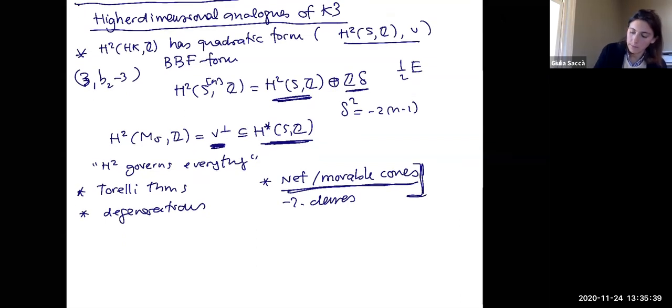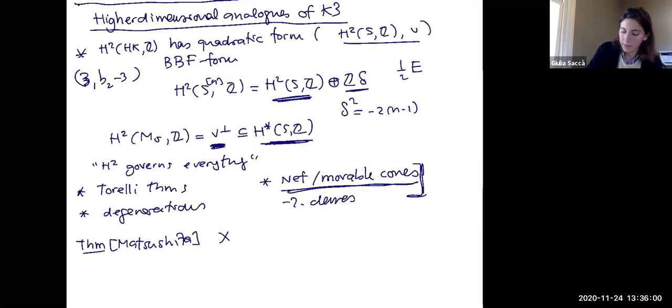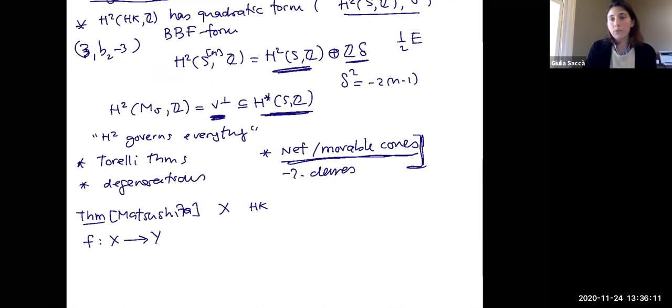Let me formulate this theorem in a way that will be maybe a little surprising, if you don't know it. So now X is a compact hyperkähler manifold of dimension 2n. Suppose I have a surjective morphism from X to Y, and I assume it's a fibration, so surjective with connected fibers, and Y is normal. And suppose that Y is not a point.